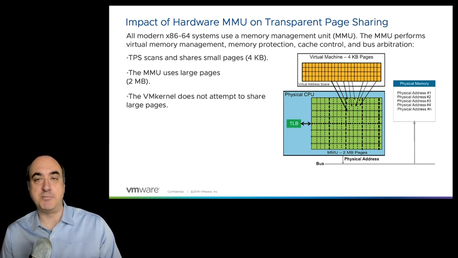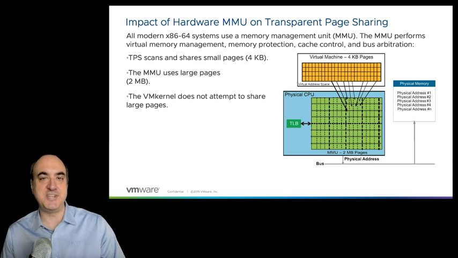So this actually happened behind the scenes. This happened both on Intel and AMD processors, and the customers were suddenly surprised that, hey, what happened to page sharing? It just stopped. And this happened back in the vSphere 4 days. Kind of happened a little bit out of the blue.